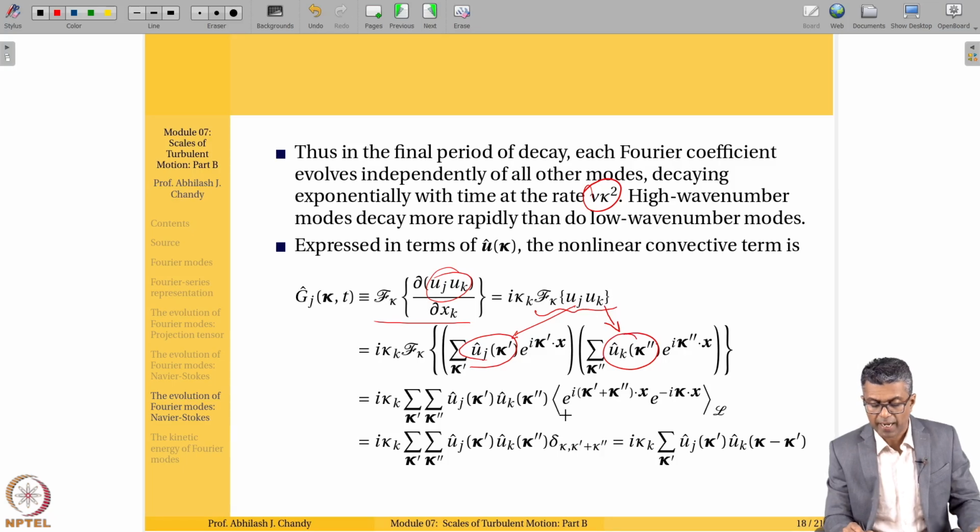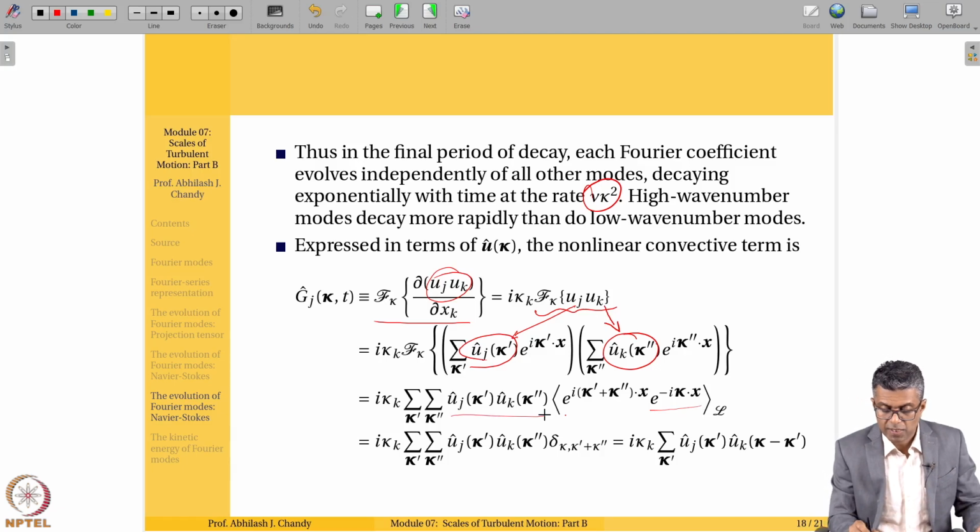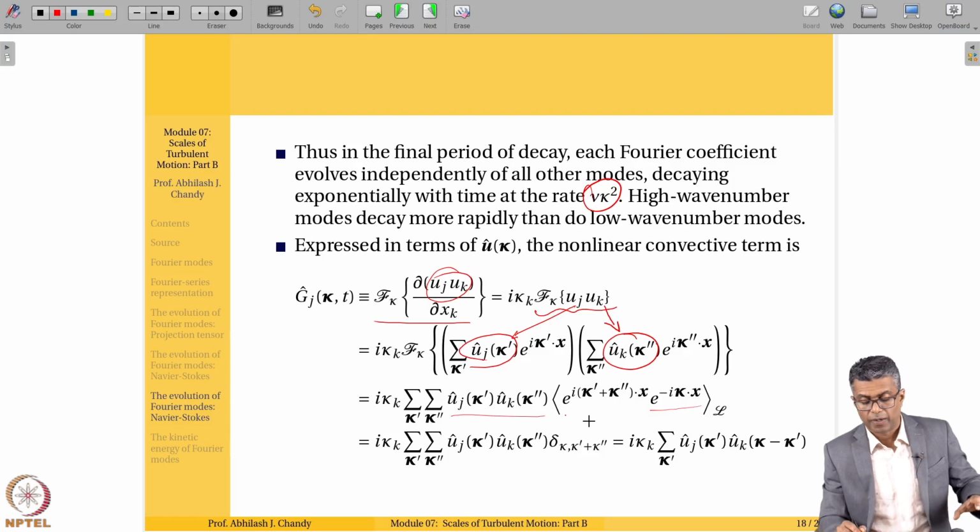Then what is left in the volume average is only these exponential functions. I combine those and write it as e to the i (kappa prime plus kappa double prime) dot x. And then I have this additional e to the minus i kappa dot x because of the Fourier transform operation, because that's what the Fourier transform operation does. Then what do I do? So this has come out of the volume average, and I have these summations as well. Now the volume average of this part, where I have e to the i (kappa prime plus kappa double prime) dot x multiplied by e to the minus i kappa dot x.